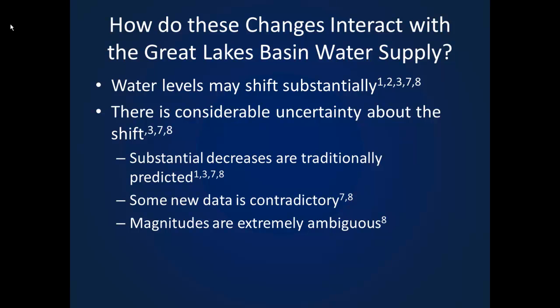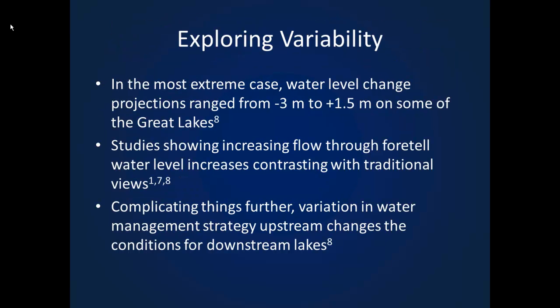Pretty much all the sources agree that there's potential for water levels to shift substantially. There's considerable uncertainty as to what exactly will shift in which lakes and how much. Traditionally, it was expected that there would be some substantial decreases in water supply, whereas newer sources sometimes predict substantial increases in water supply, which makes a water management strategy really complex. So let's explore this variability in more detail.